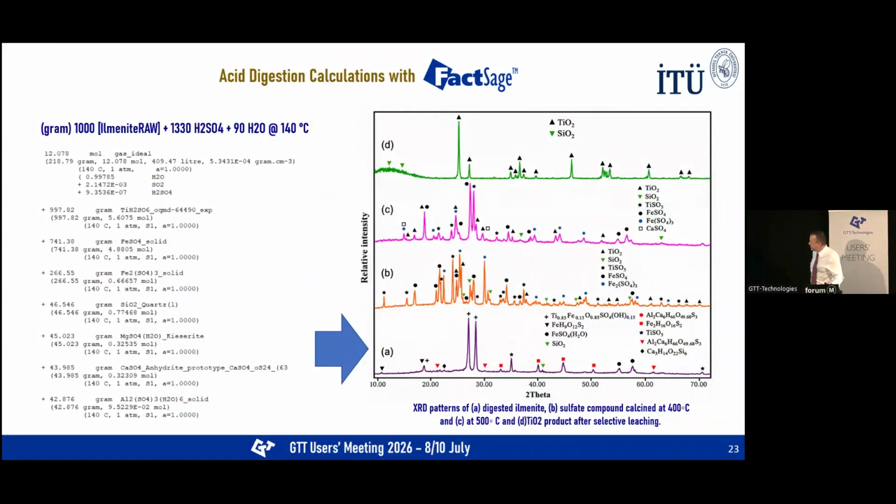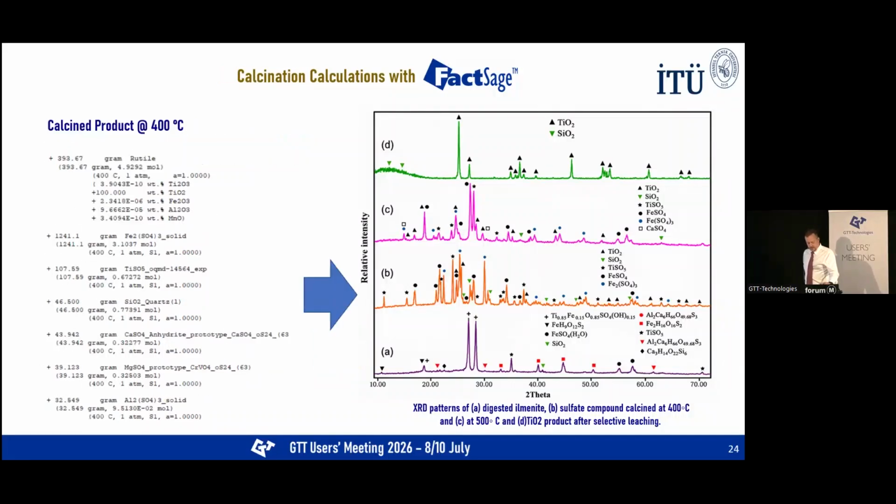Well, this slide shows, for example, at the bottom here, the FactSage predictions compared with the experimental XRD results after the acid digestion process. The calculations successfully predicted that the digestion products would mainly consist of titanium and iron sulfide compounds. Some experimentally observed sulfate phases appear to be a fused combination of the sulfate phases predicted by FactSage, but that's very good anyway. So after digestion, the material was calcined at 400 degrees Celsius first.